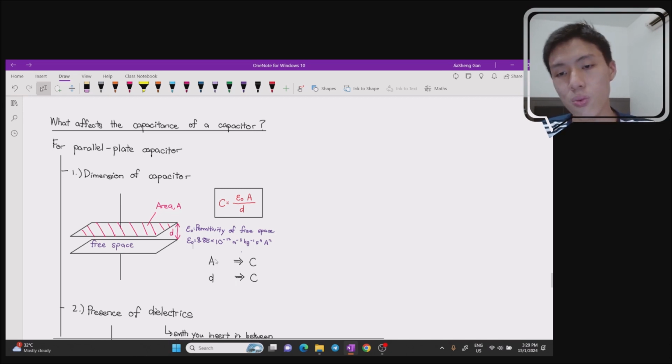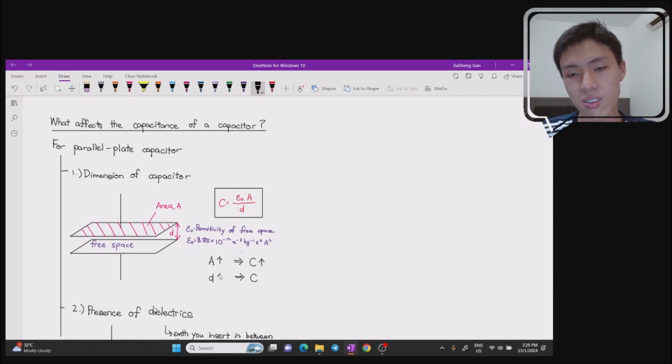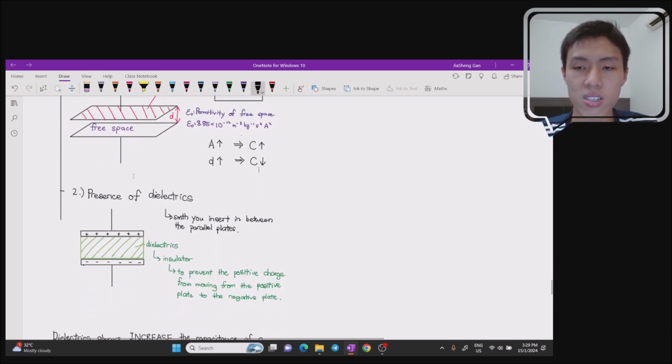Okay, so what we can know from this relationship is that if we increase the area, it will cause an increase in capacitance, and if you increase the distance, it will cause a decrease in the capacitance. That's what you need to know regarding the first important factor that affects the capacitance, which is the dimension of the capacitor.